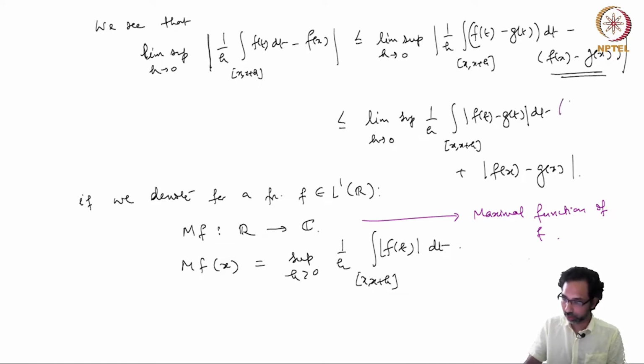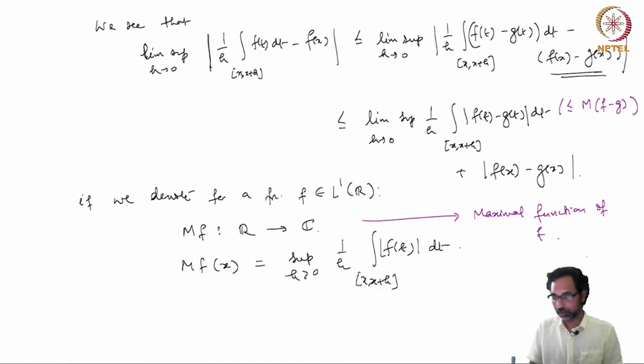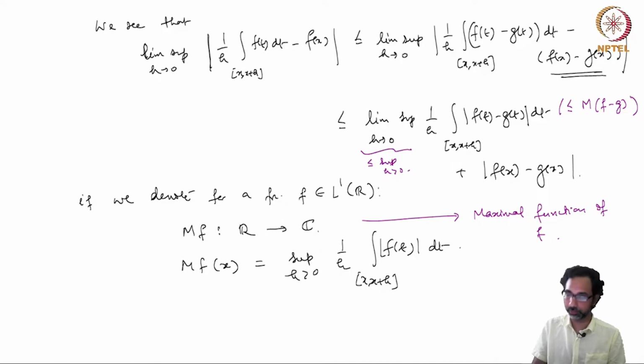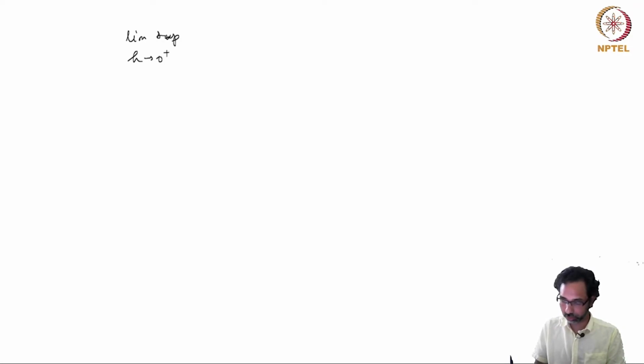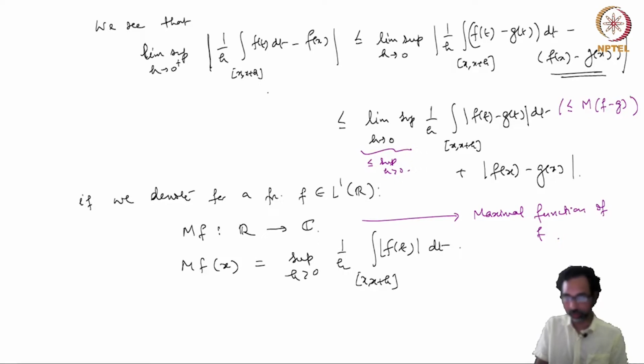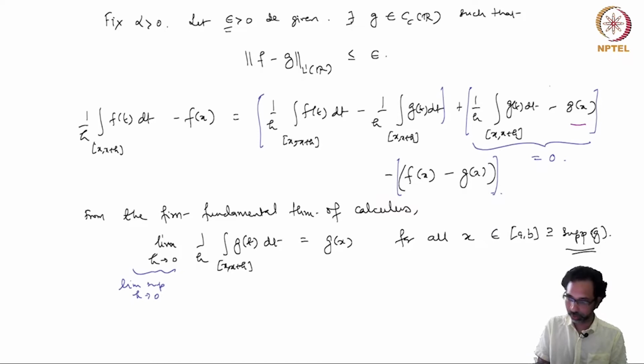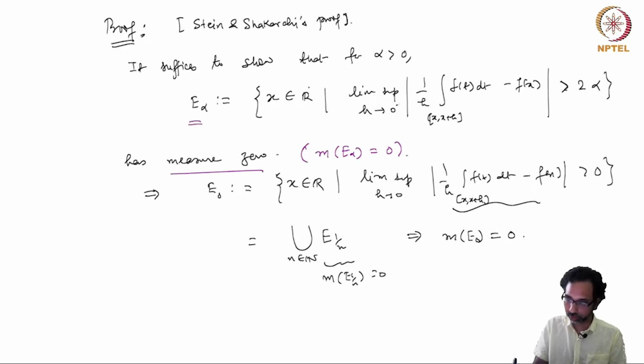So this term here is bounded above by the maximal function of f minus g, because we are taking the lim sup as h goes to 0, and this is less than or equal to the supremum over all h greater than 0 of the same expression. So for this maximal function, let us write first what we get. So we get lim sup h goes to 0. So again all these h going to 0 that I am taking should be from the right hand side. Okay, we can also use the left hand side, but let me just take the right handed limits everywhere.